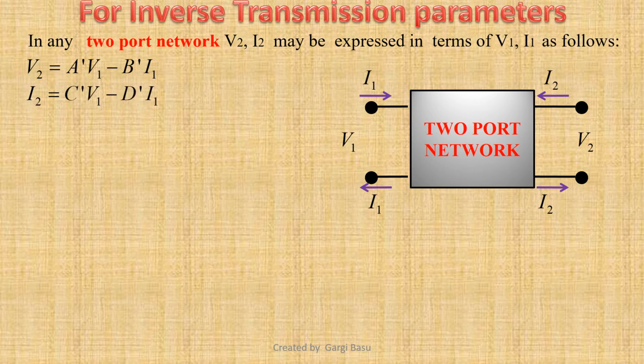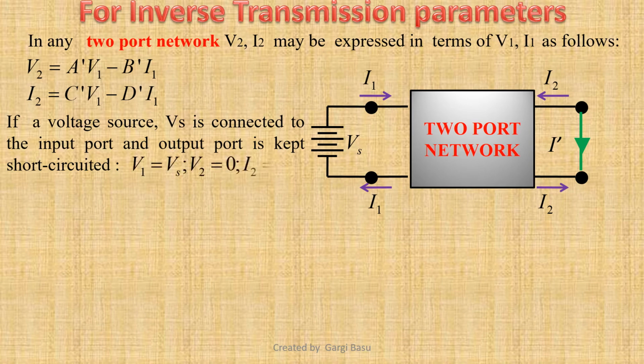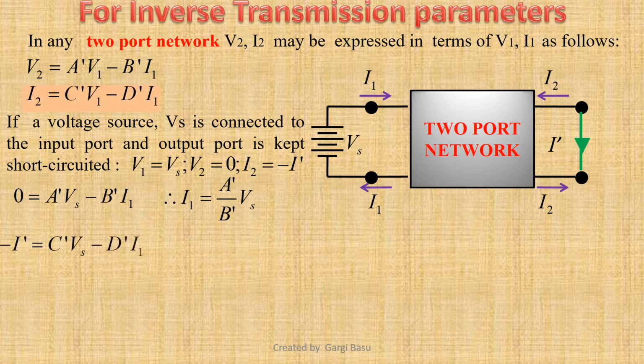Let us connect a voltage source Vs at the input port and the output port is short circuited. Therefore, V1 equals Vs, V2 equals 0 and I2 equals minus I dash. From the first equation, we can write 0 equals A dash Vs minus B dash I1. Therefore, I1 equals A dash by B dash times Vs.